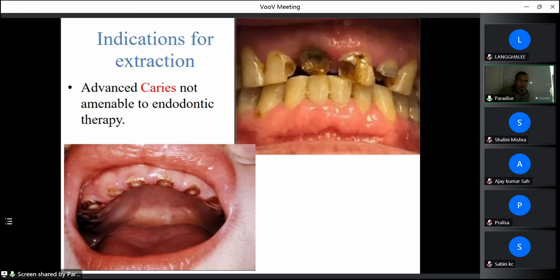The indications for extraction are, first, advanced caries, as you can see in the figure. If the caries has extended beyond the cemento-enamel junction and it is unrestorable, you can do endodontic treatment or post and core. Then the last option is extraction of the tooth. If the whole of the crown is gone, usually in a geriatric patient, and you can't do anything, or if the tooth is not salvageable, then you have to extract the tooth.